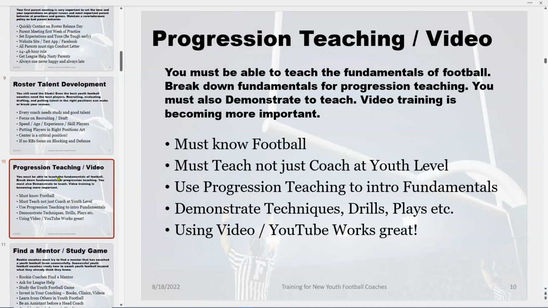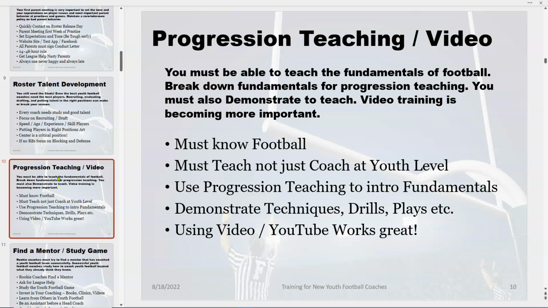The other thing you need to be good at is progression teaching and being a teacher. You've got to know how to teach the football fundamentals, how to break those down. You need to also, I'm big on demonstration. I'll get down on the ground and do stuff and show kids how it's done. That's a big deal. Lately, it's become very big, and I've used it, and it's great, is video training from YouTube. I'll also make YouTube videos for my team.